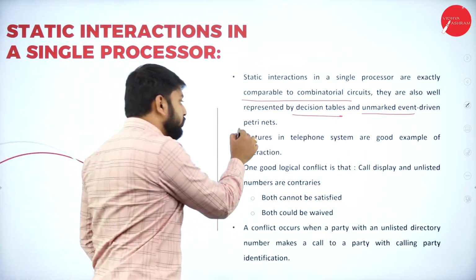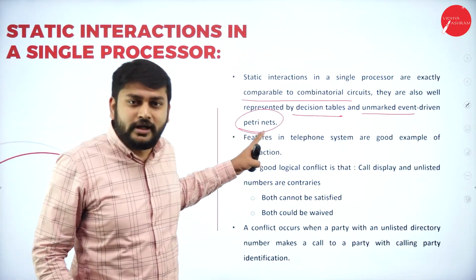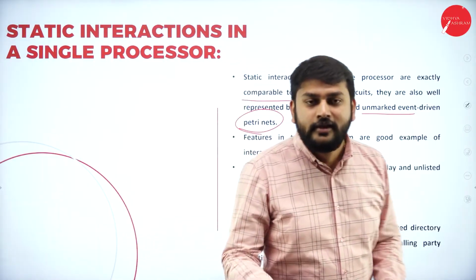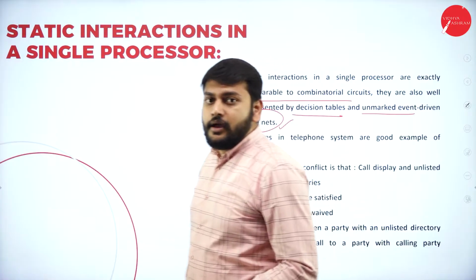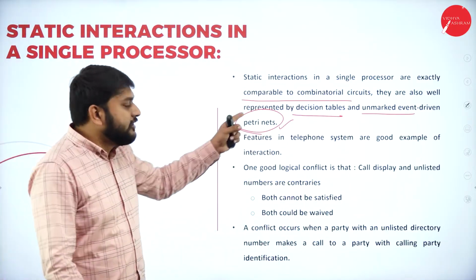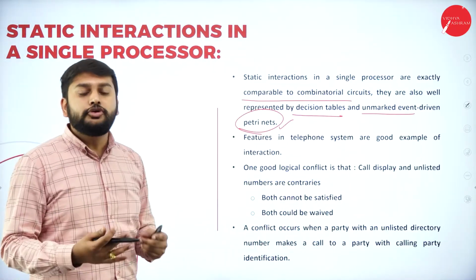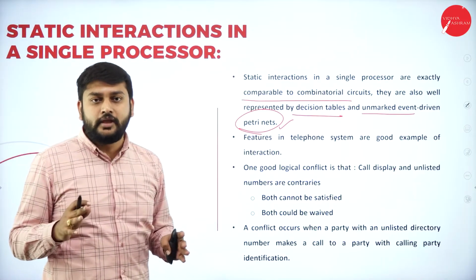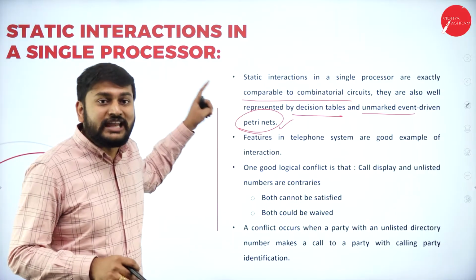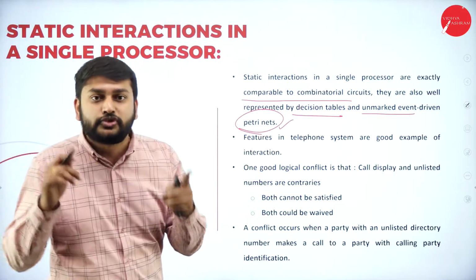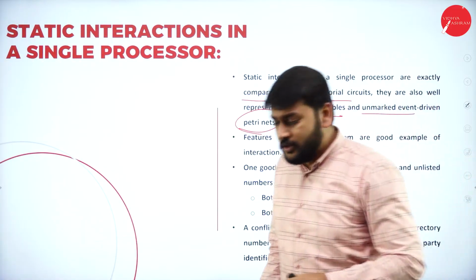I will be speaking about these Petri nets. I will be speaking about this Petri net in the coming sessions. Using this decision table and this Petri net, I will also be able to represent it very beautifully. What is that you're trying to represent, sir? So I will also be able to represent this static interaction with a single processor. That's what you need to remember, right?